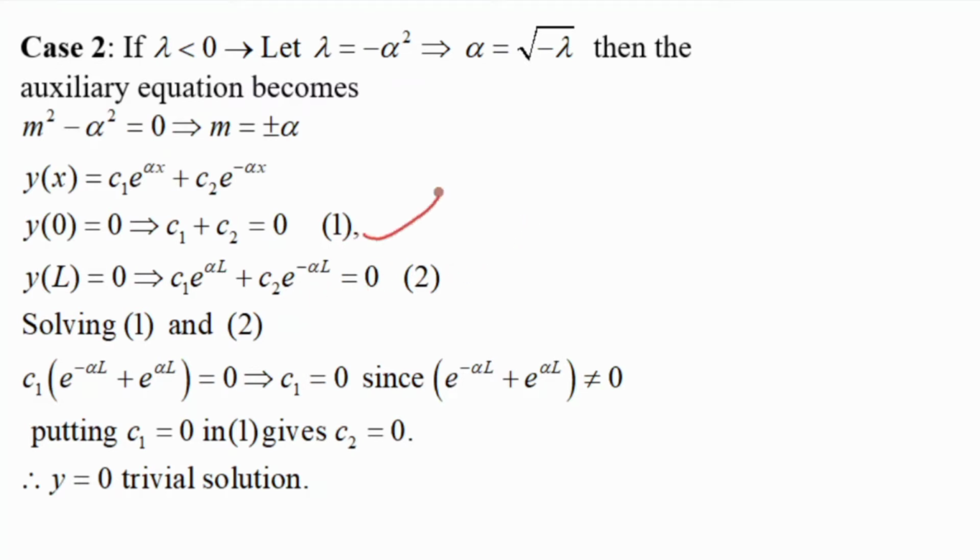Our target is to get c1 and c2, so we solve equation 1 and equation 2. Solving equations 1 and 2, we get c1 equal to 0. When we put c1 equal to 0 in equation number 1, we get c2 equal to 0. Finally, both c1 and c2 are 0, that means y equal to 0 is also a trivial solution. So we can confirm that in case 1, lambda equal to 0, and case 2, lambda less than 0, we obtain the trivial solution. Now we will try to find the non-zero, non-trivial solution by using case number 3.